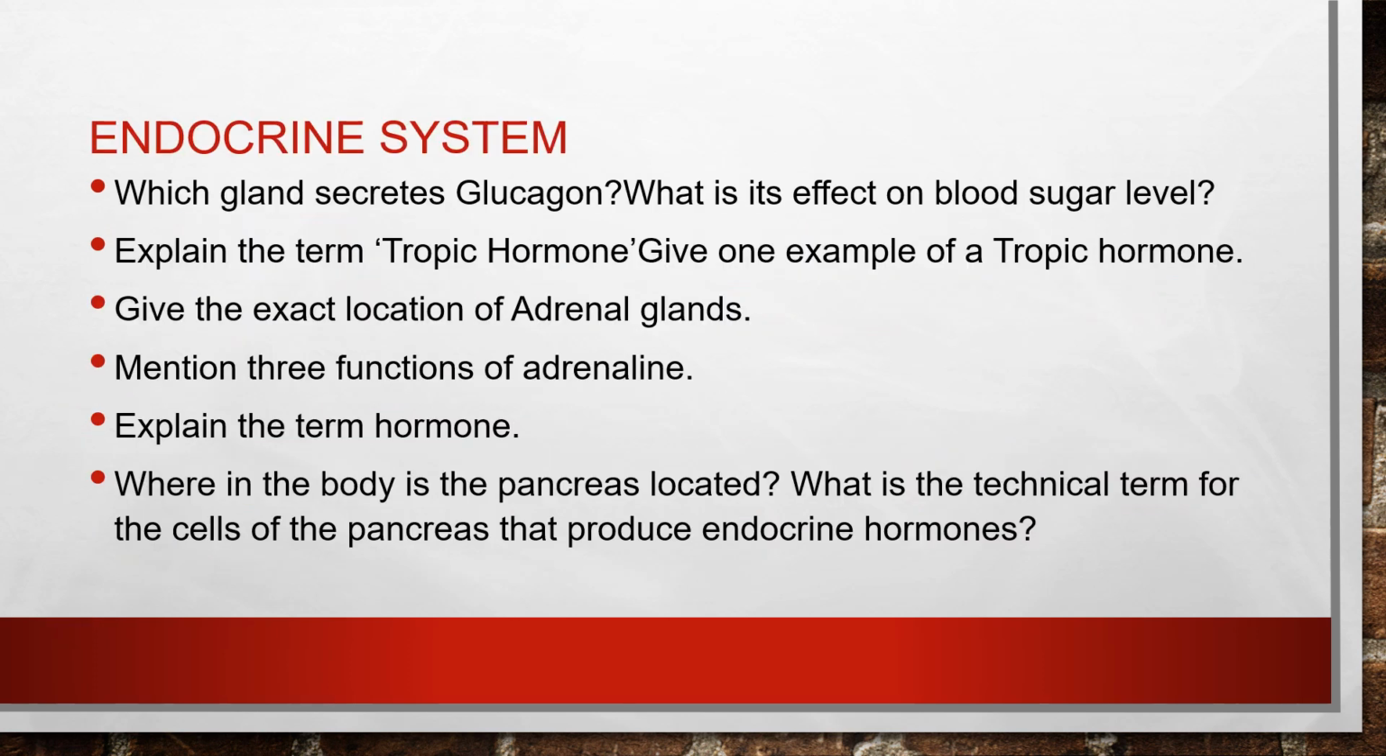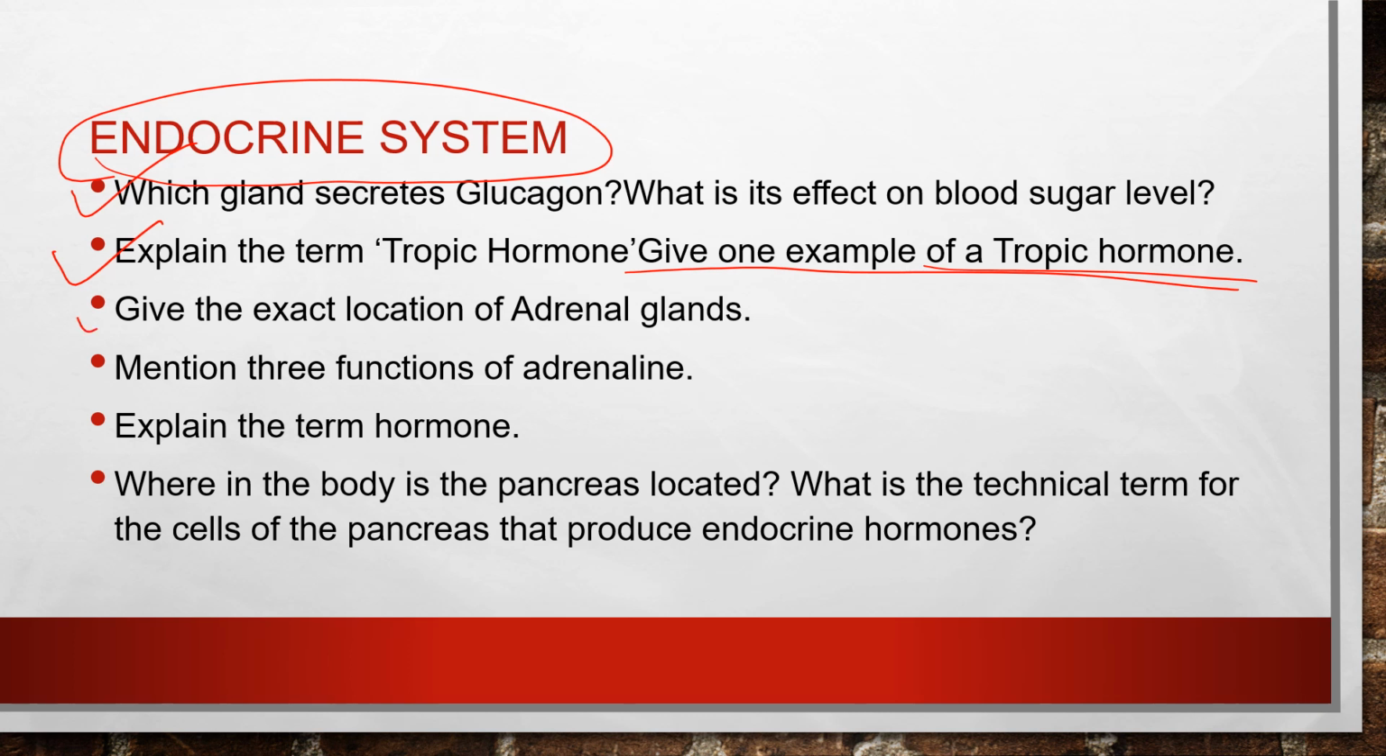Now next comes the endocrine system. So let us take a few questions here. Which gland secretes glucagon? What is its effect on blood sugar level? Very easy question, you all know, no need to discuss. Explain the term tropic hormone and give one example of tropic hormone. This is also, you know, what are tropic hormones and examples of tropic hormone.